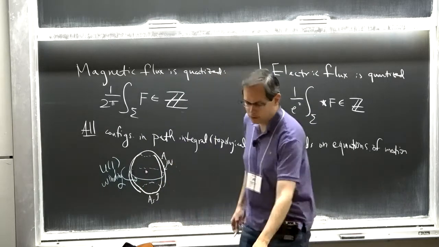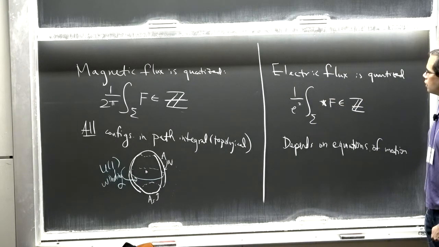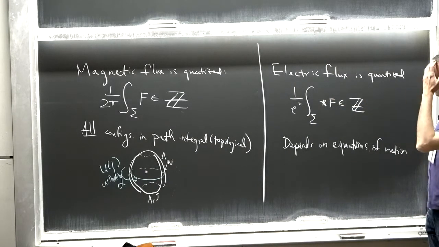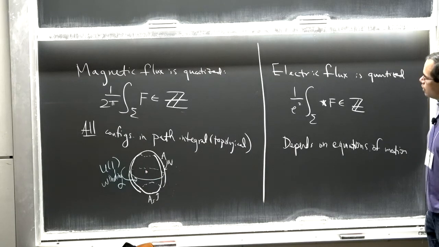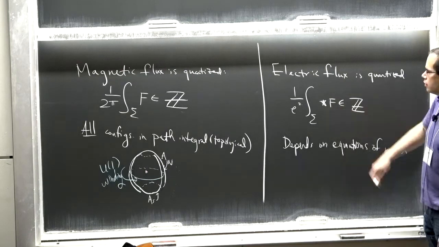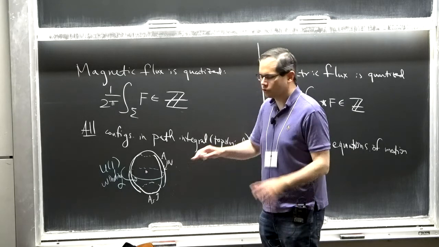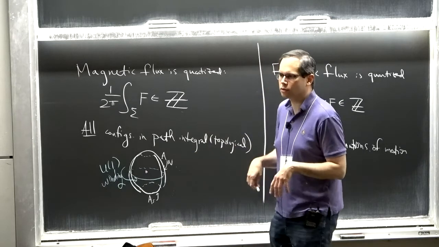Yeah? Do these arguments hold for classical electromagnetism, or does this only arise in the quantum? Yeah, these arguments hold in the classical theory. This one certainly does. This is just solving classical equations of motion. This one also, if you allow your classical theory to have these non-trivial topological gauge bundles.